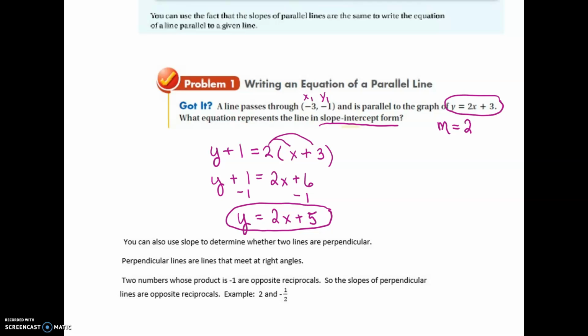Now, we can also use slope to determine whether two lines are perpendicular. Perpendicular, of course, we use a little symbol kind of like this in geometry. This symbol, if my line was straighter, sometimes they have a little box here, like so.